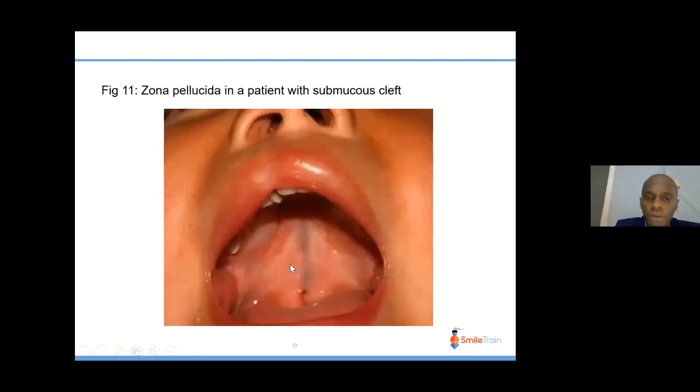And this is a picture of a submucous cleft. You can see here a thin bluish line at the middle. Beside the line is pink, showing there's a muscle on either side, and this bluish line here is the zona pellucida. And you can see the bifid uvula over here. So this patient has a submucous cleft. To the untrained eye, this looks normal, but this patient presents with hypernasality. And this is a submucous cleft that needs to be repaired.